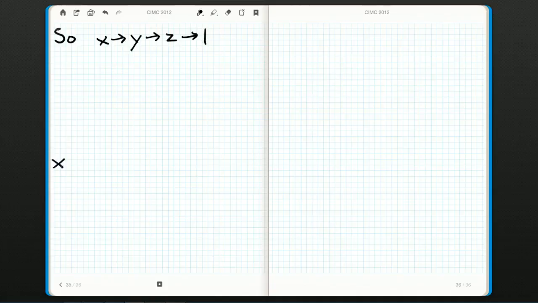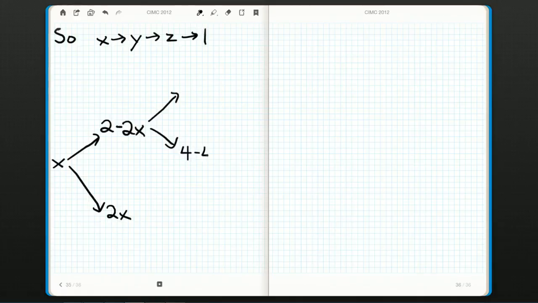So if we start over here with x, so we either have 2x put out, or 2 times 1 minus x, but that's really just 2 minus 2x. Okay? So these are our possible values for y. Y could be one of these depending on what x is. Okay? And then, so from this y value, whatever it is, we might end up doing 2 times it again.